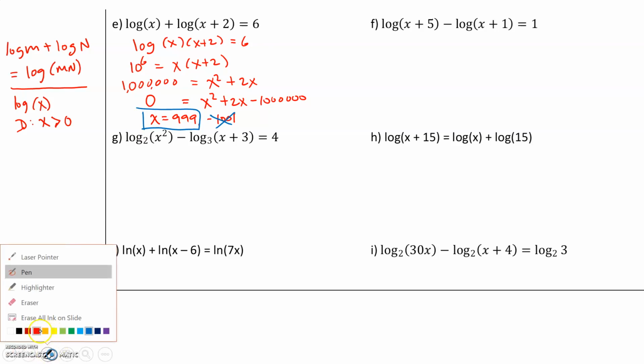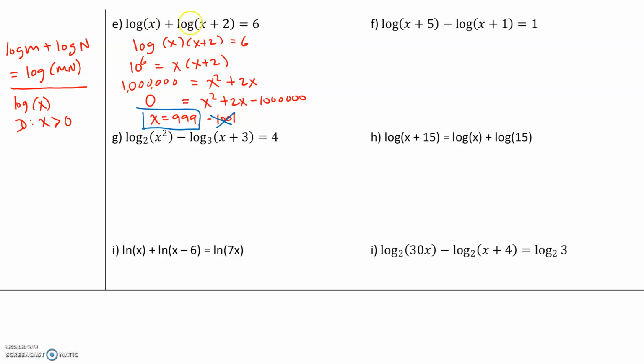The key here is to remember to write the left-hand side as a single logarithm. And to write that as a single logarithm, we have to use this property where addition turns to multiplication when we go from two separate logs to a single log.